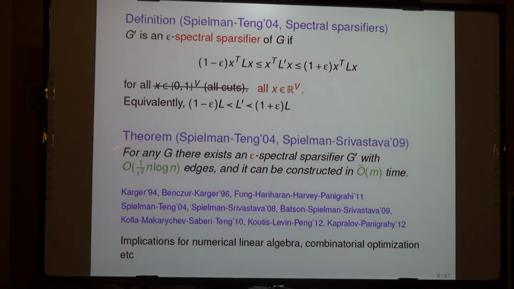So note that this is an extremely powerful notion, and there has been a lot of work on this. In particular, being a spectral sparsifier is a very strong statement. One can see, for example, that if you look at the eigenvalues of G prime and the eigenvalues of G, all eigenvalues will be multiplicatively close. And also, random walks in G will behave similarly to random walks in G prime in certain senses. So a spectral sparsifier really preserves a lot about the graph G. And this has applications for numerical linear algebra, combinatorial optimization, and other questions.